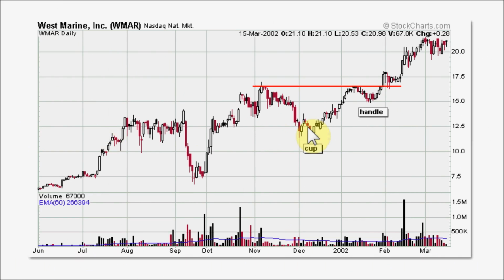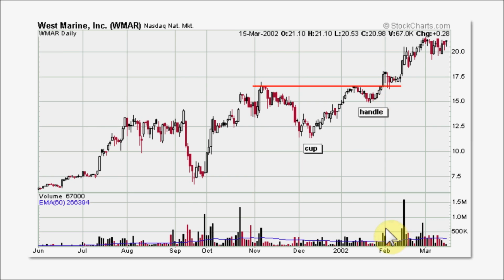This is a bullish cup and handle chart pattern, usually found in uptrends, so it's a continuation pattern. This is the cup. Imagine a coffee cup looking at it from the side, and here is the little handle. This is the neckline resistance that it needs to break above to be bullish.